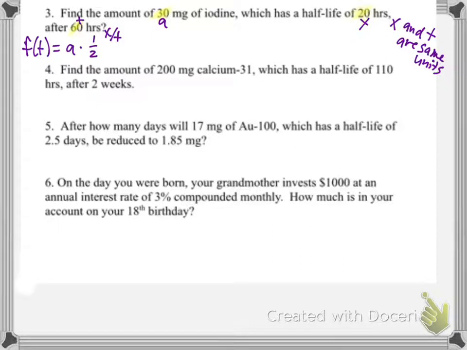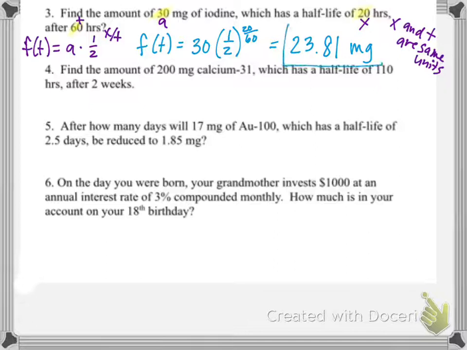So I'm going to go ahead and plug in f(t) equals 30 times 1/2 to the 20 over 60. And you just plug that into your calculator. So once you plug that in to the third, you get 23.81, and then that would be measured in milligrams.